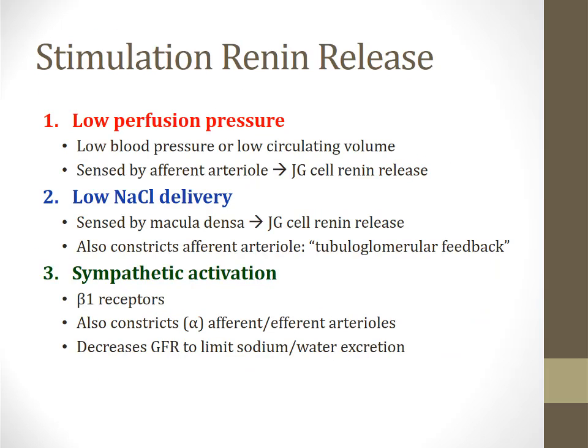There are three stimuli for renin release from the kidneys. They're all shown on this slide. The first one is low perfusion pressure. If there's low blood pressure or low circulating volume, this is sensed by the afferent arterioles, which can trigger the JG cells to release renin.